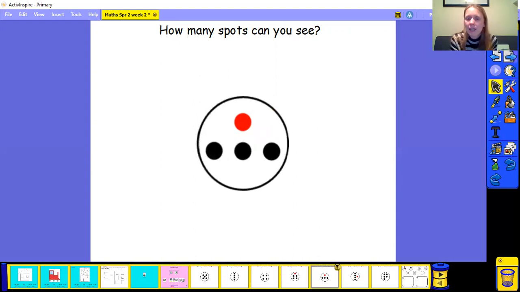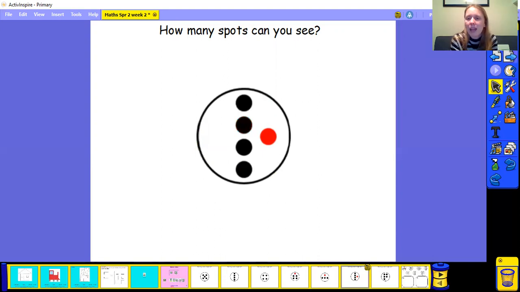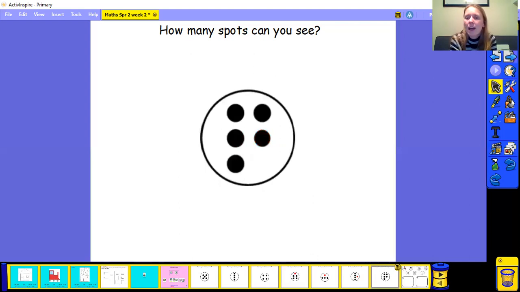How many spots can you see here? That's right, there are 4. 3 in a line and 1 more spot on top. Altogether, that makes 4. How many are there here? Yes, there are 5 spots altogether. 4 black spots and 1 red spot, and together that makes 5. How many are there now? That's right, there are 5. It looks like the holes on our 5 Numicon piece.